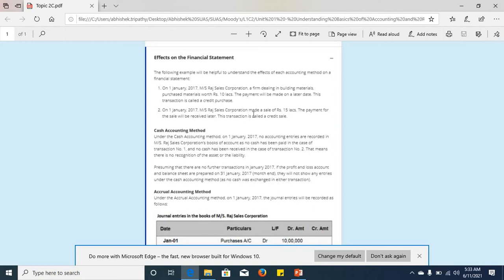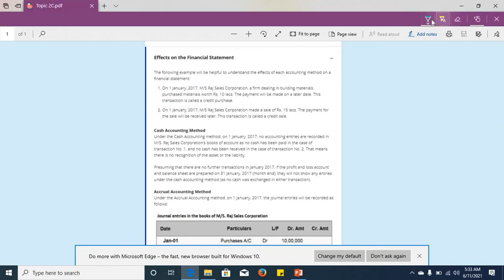The following example will be helpful to understand the effect of each accounting method on financial statements. On January 1, 2017, Raj Sales Corporation, a firm dealing in building materials, purchased goods worth rupees 10 lakhs. The payment will be made on a later date. This transaction is called a credit purchase. On 1st of January 2017, Raj Sales Corporation made a sale of rupees 15 lakhs. The payment for the sale will be received later. This transaction is called a credit sale.